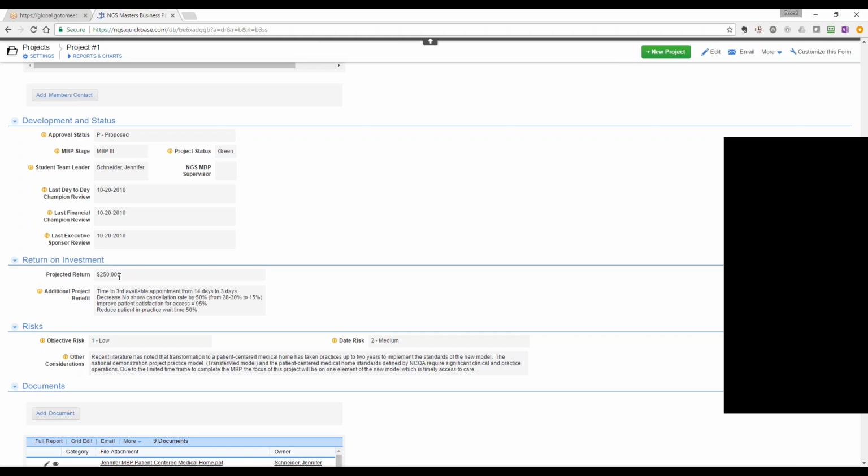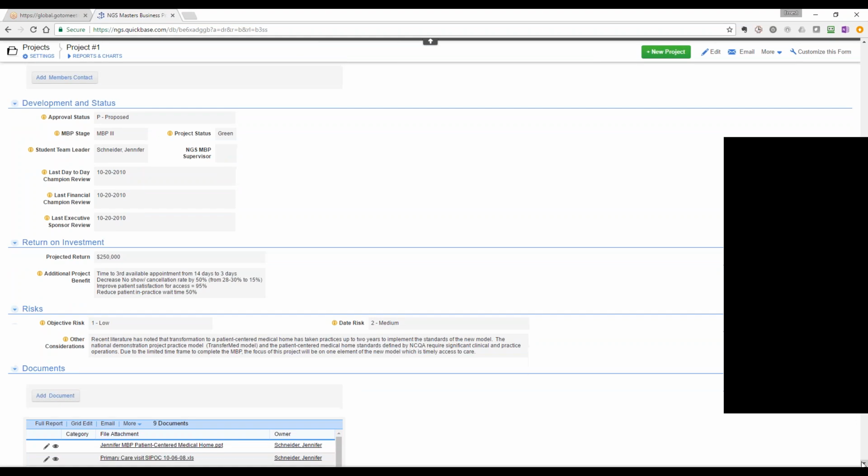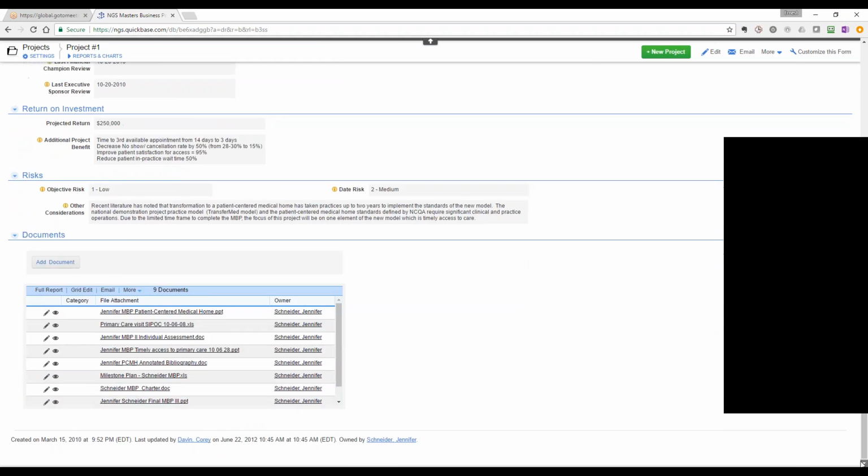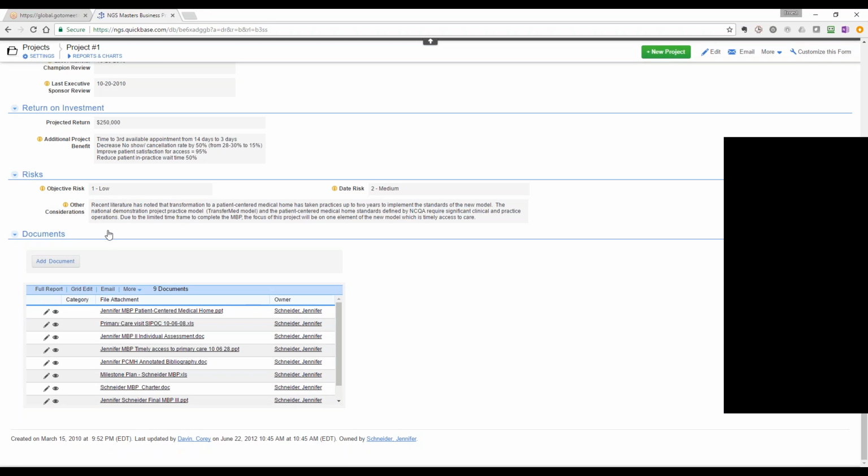You'll have a financial class later on, which that number will be derived through some other different formulas. You can put an initial estimate at this point, but you can then change it later on when you go through the course. So don't be too concerned about ROI, but all of the projects for NGS will have an ROI. And any risks to the project, other considerations may be important to understand, like sensitivity of information, etc.